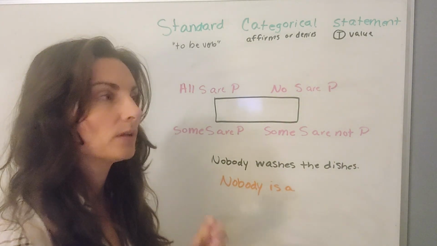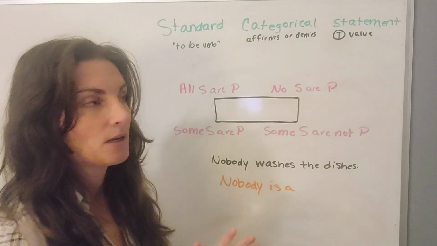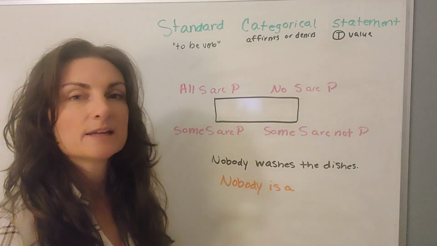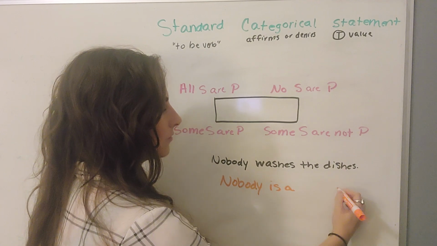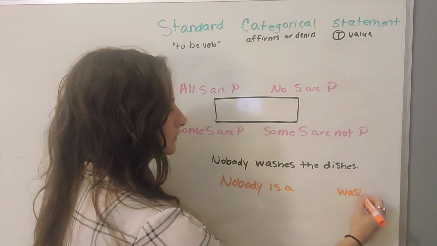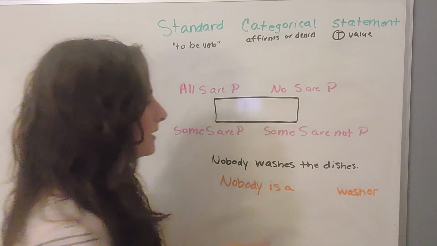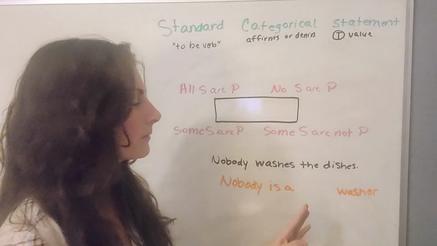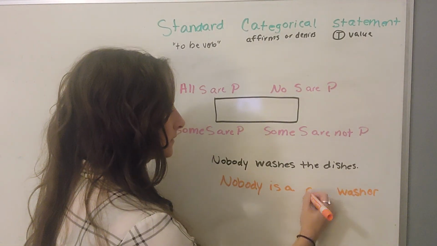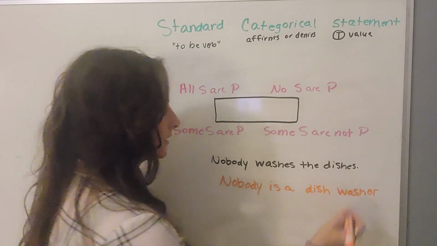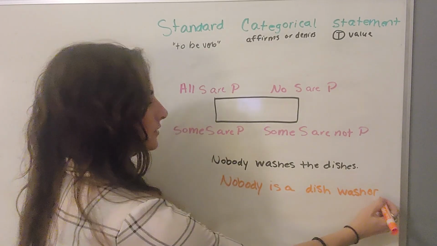and if you remember, a lot of times, not always, you can take the verb and add an ER to it. So I'm going to take washes and make it a washer. And then I cannot drop any words, so I'm going to go back and see what kind of washer. A dishwasher. Okay, nobody is a dishwasher.